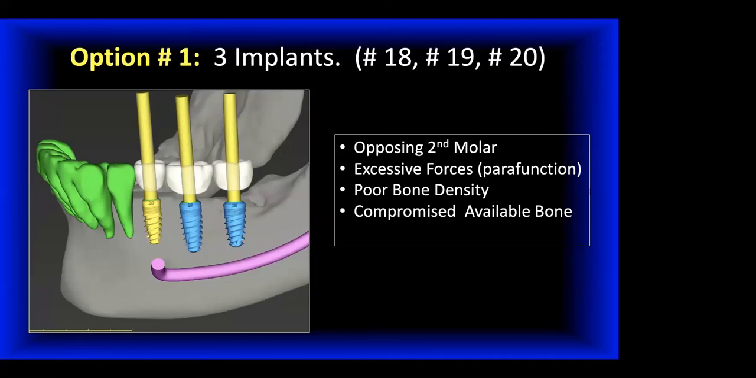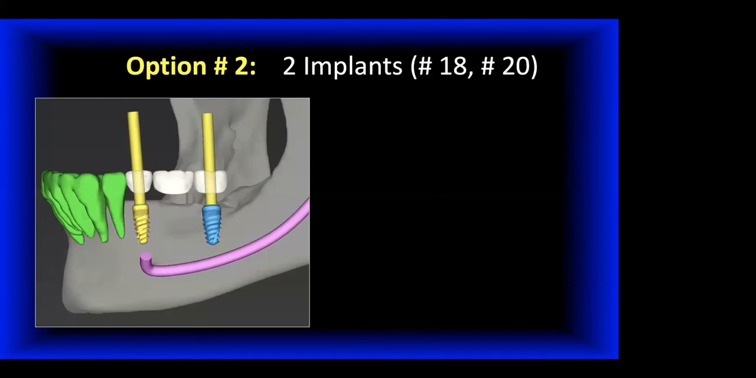Well, to do 3 implants, we should have an opposing second molar. So you should have an opposing second molar. Excessive forces. So this patient has parafunctional forces. This patient has poor bone density or compromised available bone. So those are all factors that would indicate doing 3 implants in the 18, 19, 20 position. When would we do 2 implants? Only in the 18 and 20 position.